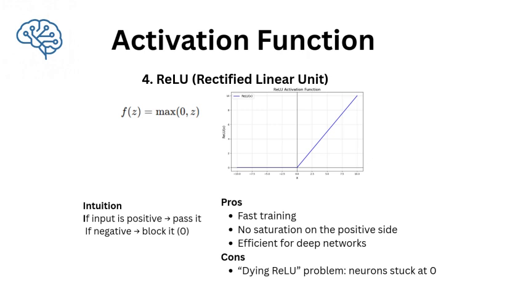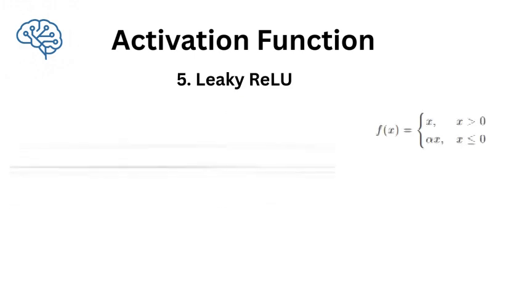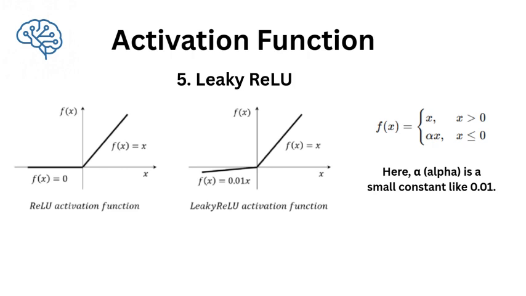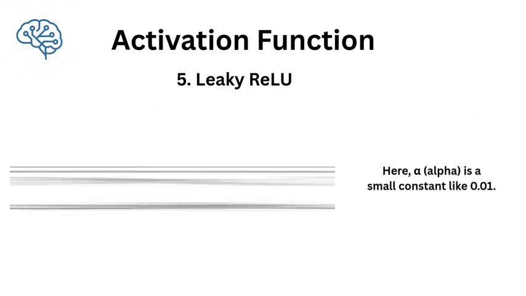However, ReLU has one important drawback called the dying ReLU problem, where some of the neurons get stuck outputting 0 and stop learning. To address the dying ReLU problem, a small modification was introduced called Leaky ReLU. In standard ReLU, the negative values are completely blocked. In Leaky ReLU, instead of 0, a small slope is allowed for negative values. This ensures that neurons still receive a gradient even when the input is negative.